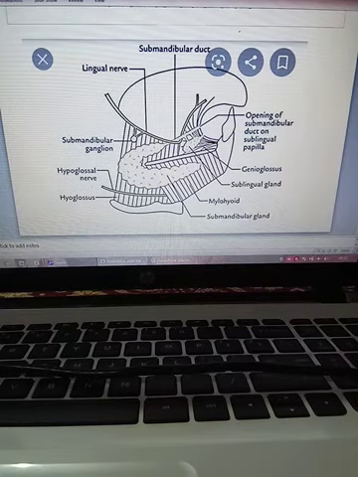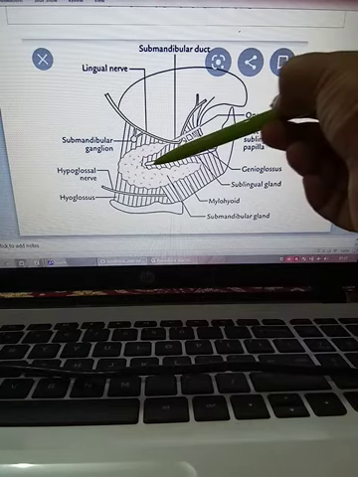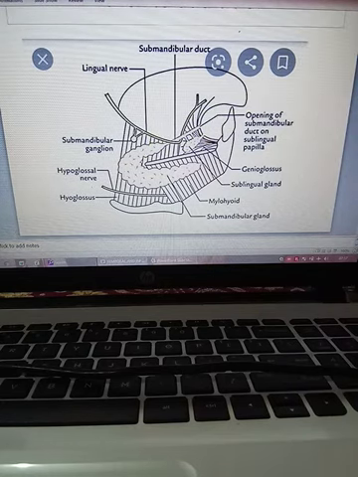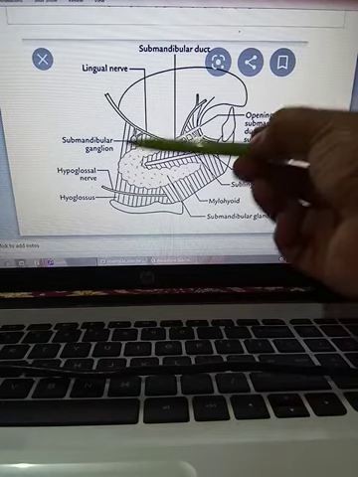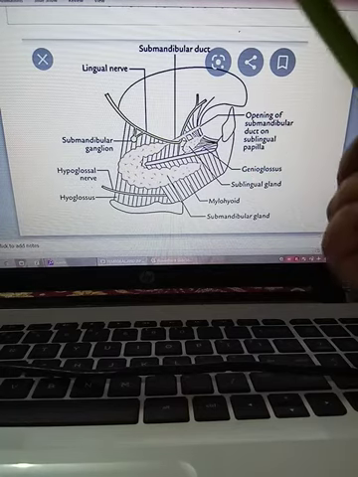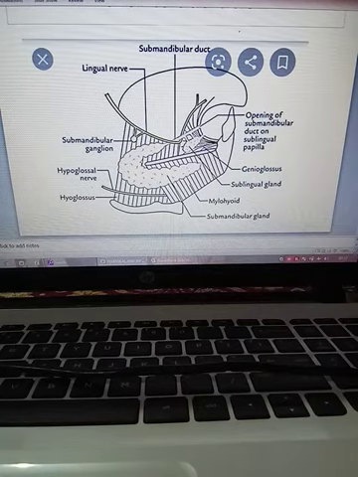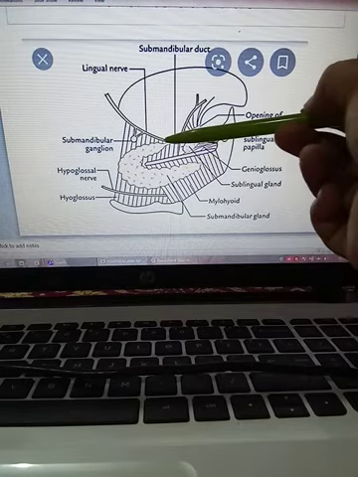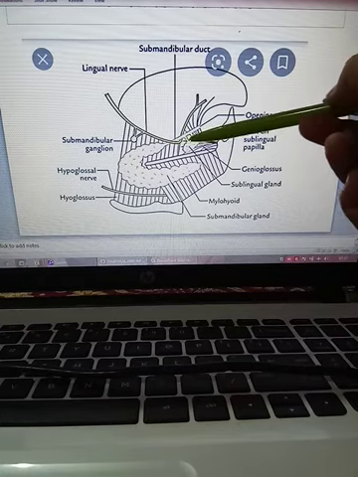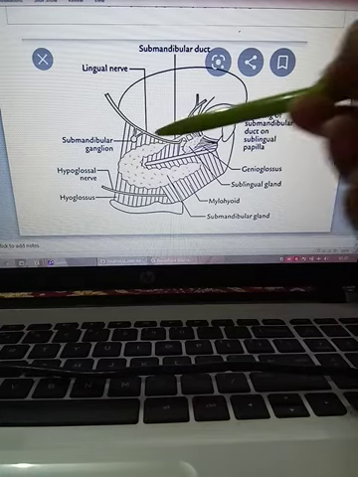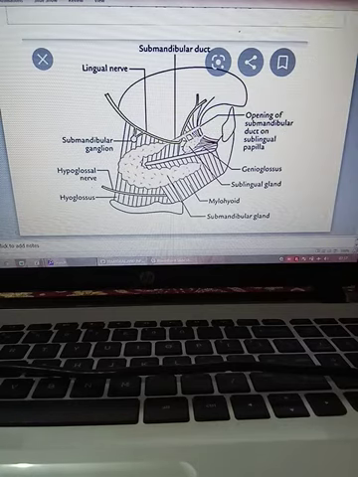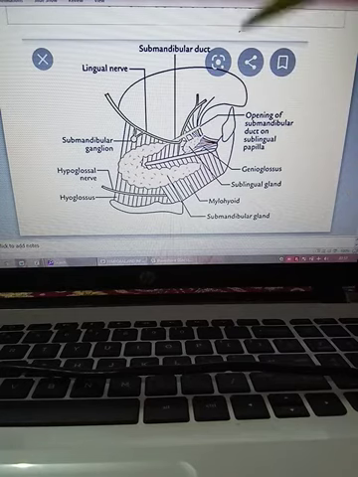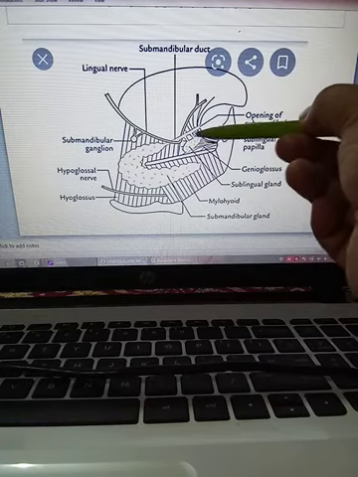If we talk about the deep part, it is quite small in size. It lies deep to the mylohyoid muscle, and superficial to the hyoglossus muscle. Posteriorly, it is continuous with the superficial part of the submandibular gland, and anteriorly it extends into the submandibular duct and ends up in the sublingual gland.